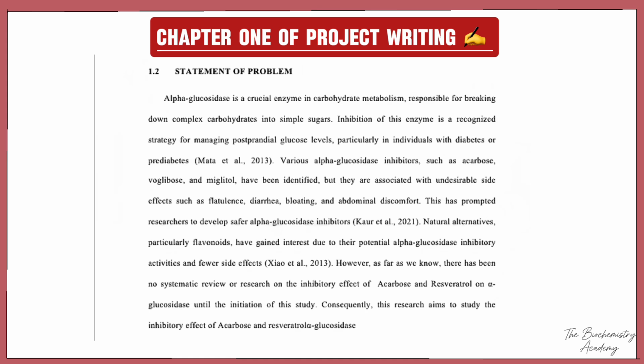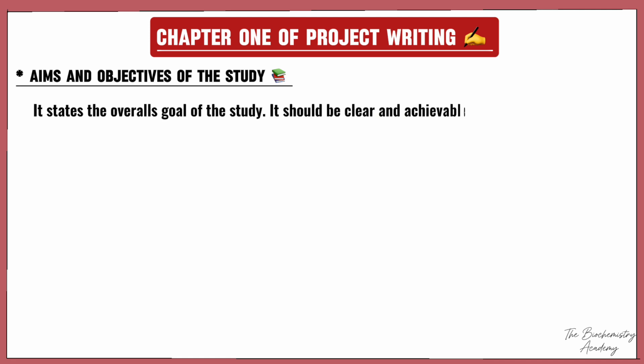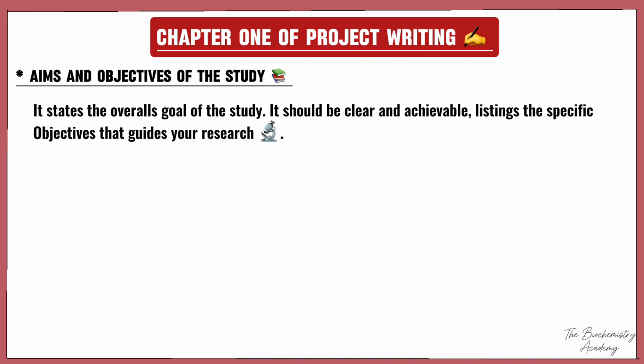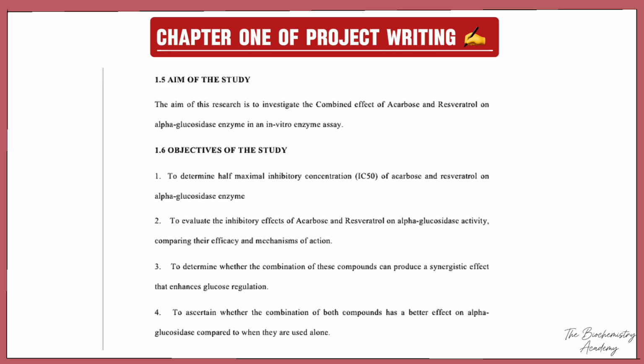Next, we'll talk about the aims and objectives of the study. It states the overall goal of the study. The aim should be clear and achievable. It should list the specific objectives that guide your research. These should be measurable and contribute to the aim. When writing your aims and objectives, ensure that the objectives are SMART: specific, measurable, achievable, relevant, and time-bound. An example of an aim and objective of the study looks like this.